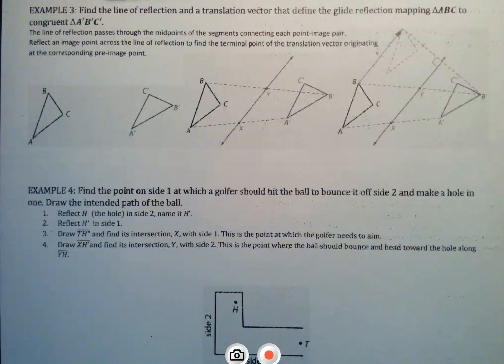It says, find the line of reflection and a translation vector that define the glide reflection mapping of triangle ABC to congruent triangle A prime, B prime, C prime. So first, got some help there for you. The line of reflection passes through the midpoints of the segments connecting each point image pair.